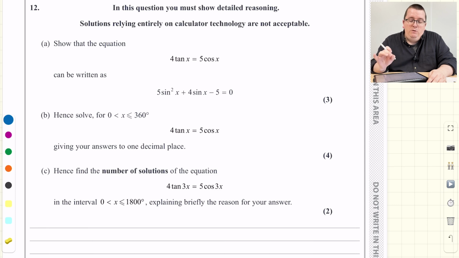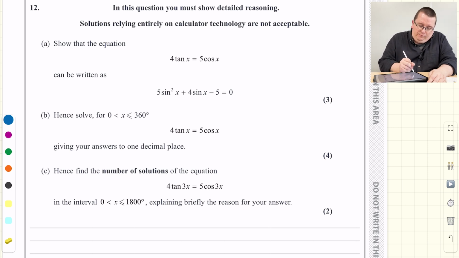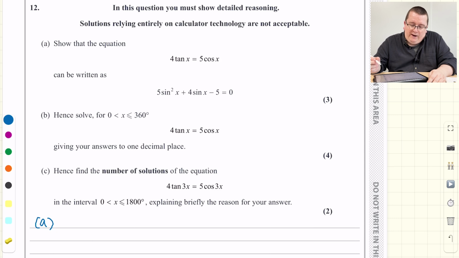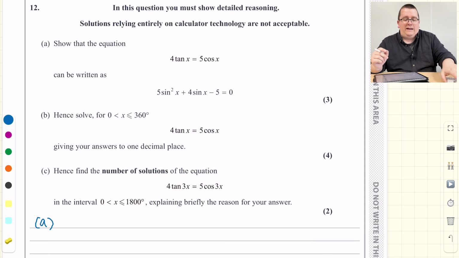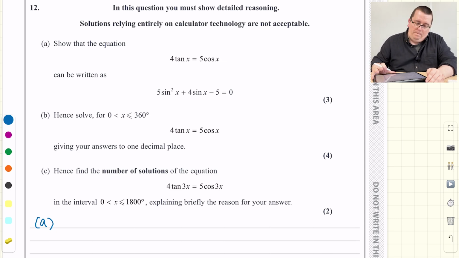So this is question number 12. In this question, you must show detailed reasoning. Solutions relying entirely on calculator technology are not acceptable. So, part A. Show that the equation 4 tan x equals 5 cosine x can be written as 5 sine squared x plus 4 sine x, take away 5 equals 0.